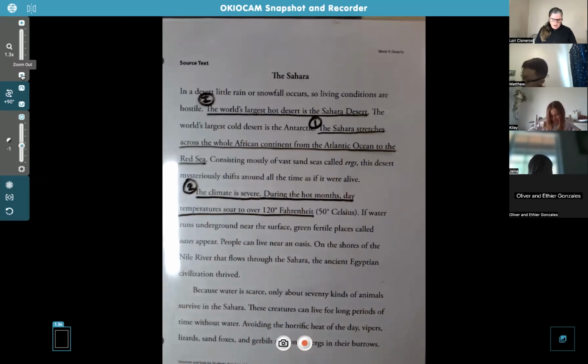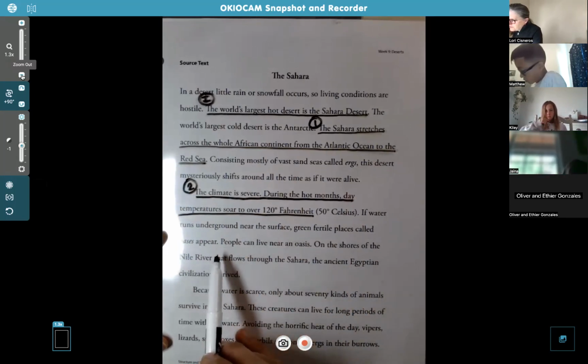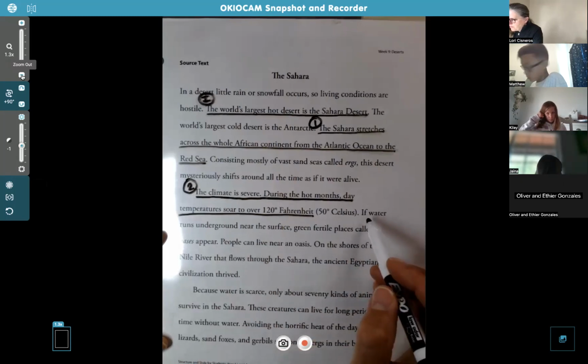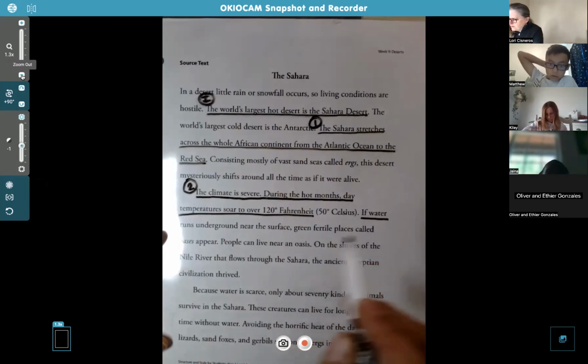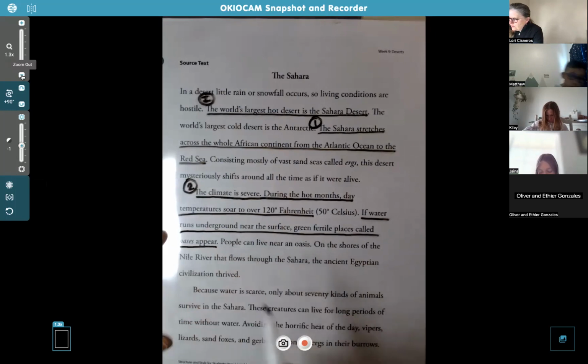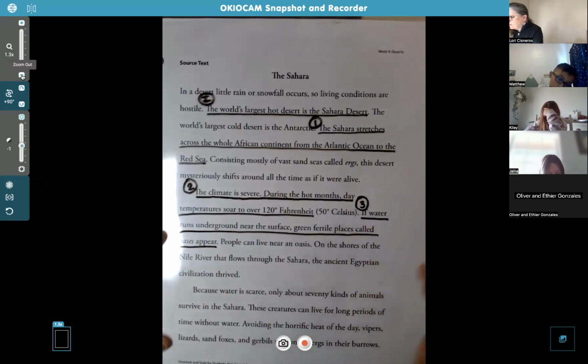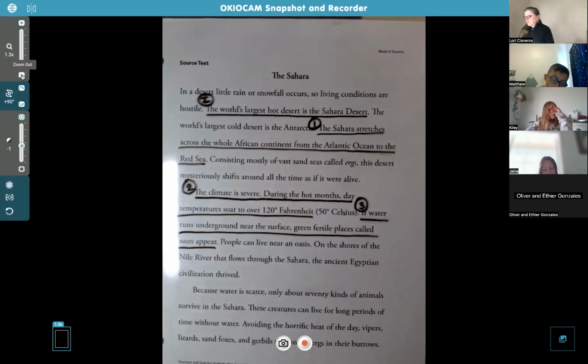And then I remember it talking about this underground oasis thing. And I think that's pretty interesting too. This oasis that's underground and there's water there. I think that would be interesting to include in my report. So right here where it says if water runs underground near the surface, go ahead and underline that whole part right there. And that's going to be number 3. If water runs underground near the surface, green fertile places called oases appear.